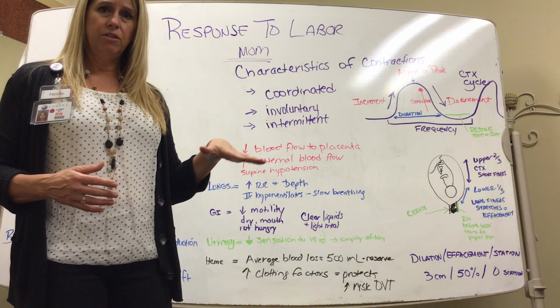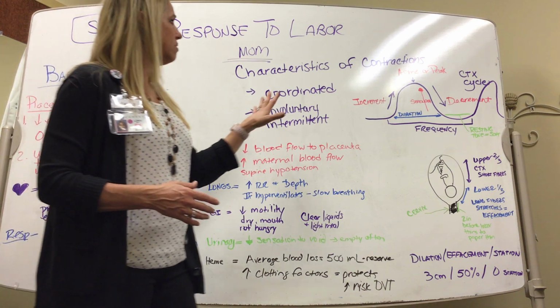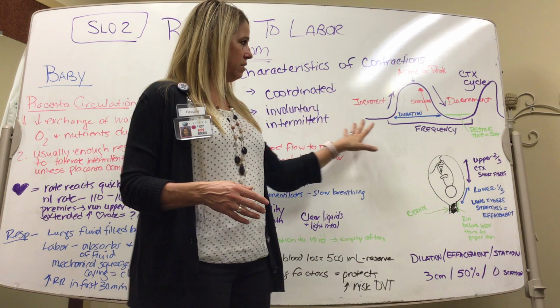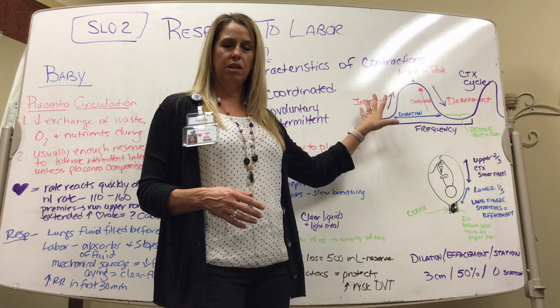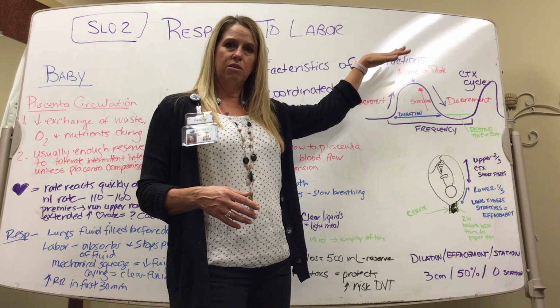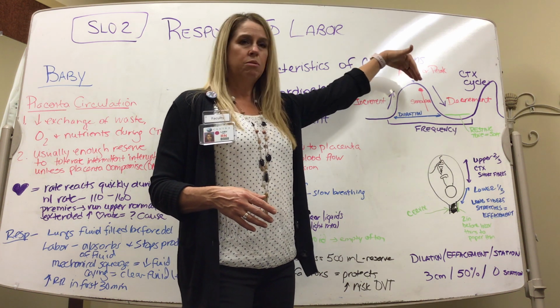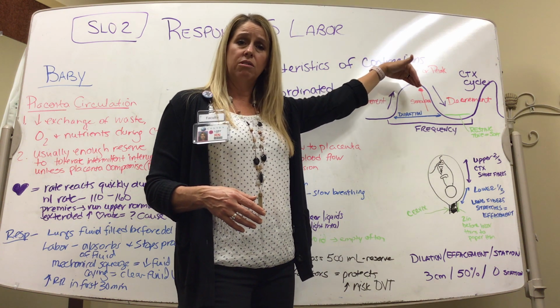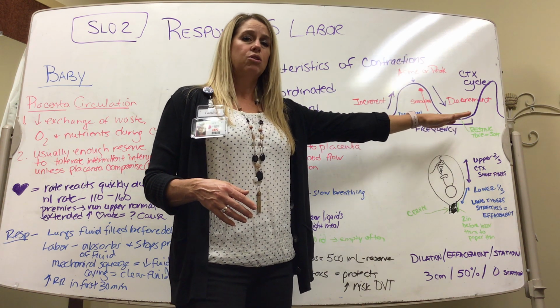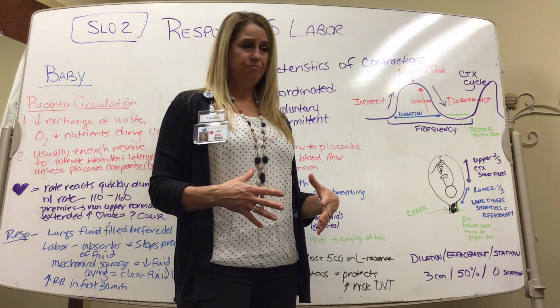There is a cycle to them, so we're going to talk about the cycle. The cycle of a contraction is it starts to increase in strength. That's called the increment. It peaks at the top of the contraction when it's the strongest, and then it comes back down. So it decreases, or it's called the decrement, as it decreases in strength and comes back down to where mom is not having a contraction.